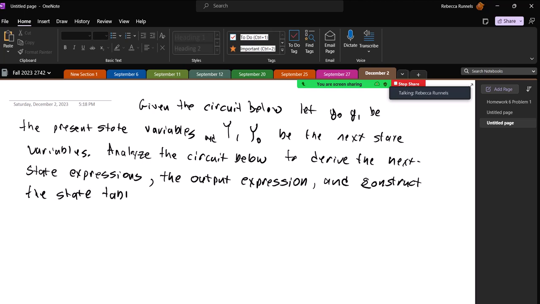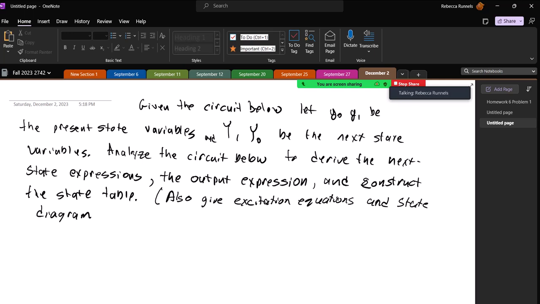Now, I said this was from Dr. Trahan, Professor Vady would also ask you to give the excitation equations. So I'll just add this in here. And we'll go ahead and do the state diagram too. So this will get everything in there.